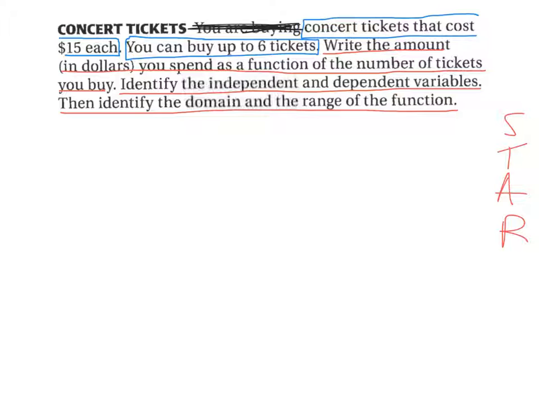So now we have to write the amount in dollars we spend as a function of the number of tickets you buy. If we're thinking about our STAR process right now, writing the amount as a function of the number of tickets you buy is basically the T step, right? Translating the problem into a math statement.